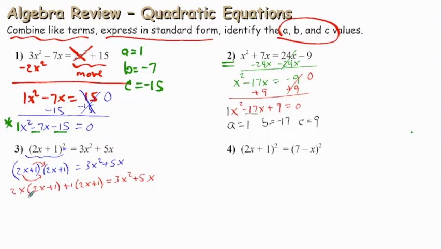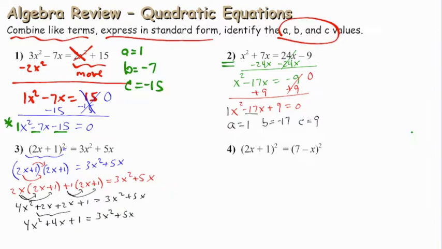And now our second layer of distributive property gives us 4x squared plus 2x plus 2x plus 1. And we still have the same right-hand side. We can combine like terms of 2x. So we have 4x squared plus 4x plus 1 equals 3x squared plus 5x.